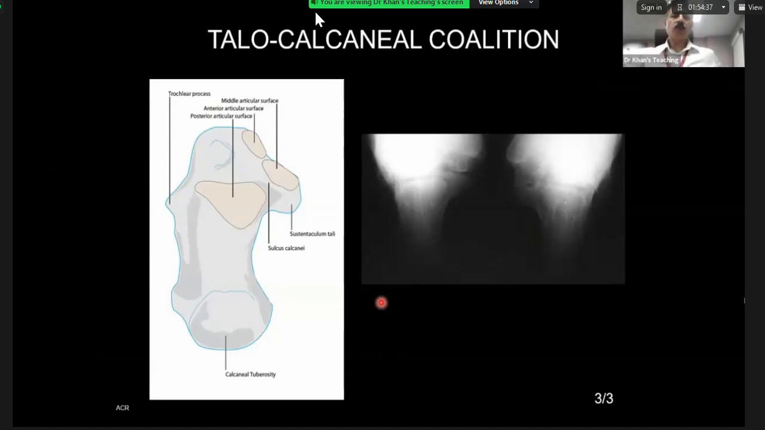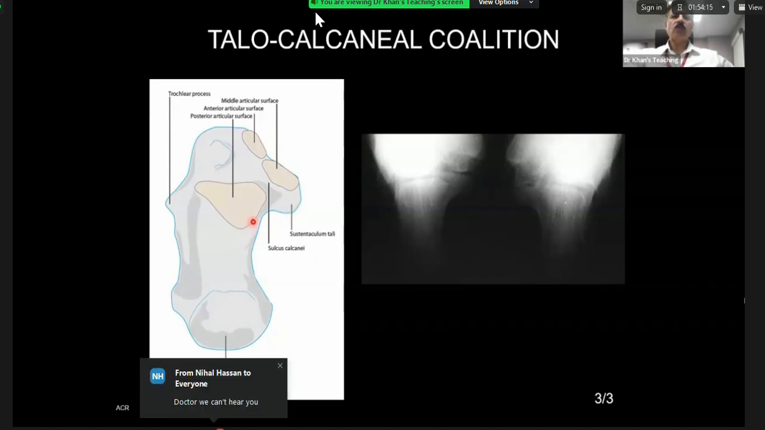Let me go back to the basics. Look at this. This is your calcaneum. One of the landmarks is this aspect, which is known as the sustentaculum tali, which projects medially. Now, the calcaneum has three facets: this is the anterior articular facet, this is the middle, and this is the posterior. The posterior is the largest, the middle is overlying the sustentaculum tali, and this is the anterior. This is where the action is.